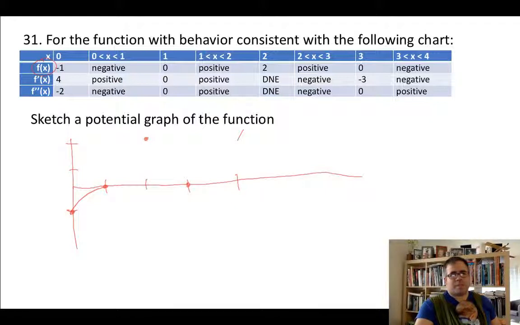So we need something like this. Alright? So you see how it's increasing, but the curvature is pointed down. And moving to this region, we've got positive first derivative, positive second derivative. So the curvature changes so that it's like that. Great.